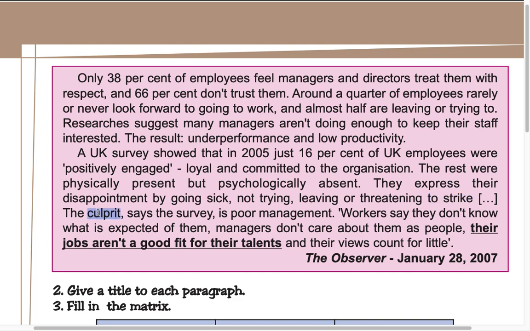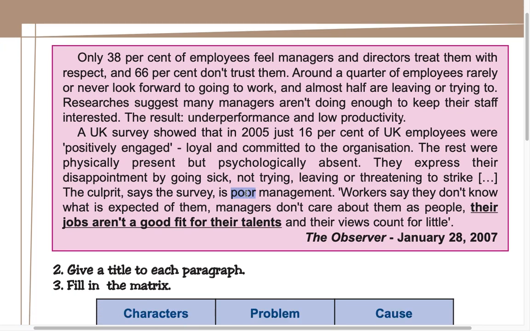The culprit, by culprit we mean the person or thing that causes all this, says the survey, is poor management. Poor here, which is an adjective, of course, from poverty, has nothing to do with money. But by poor, we can use this adjective to describe anything that is below average, that is not good enough. Poor management. Workers say they don't know what is expected of them. Managers don't care about them as people. Their jobs aren't a good fit for them, for their talents, and their views count for little.